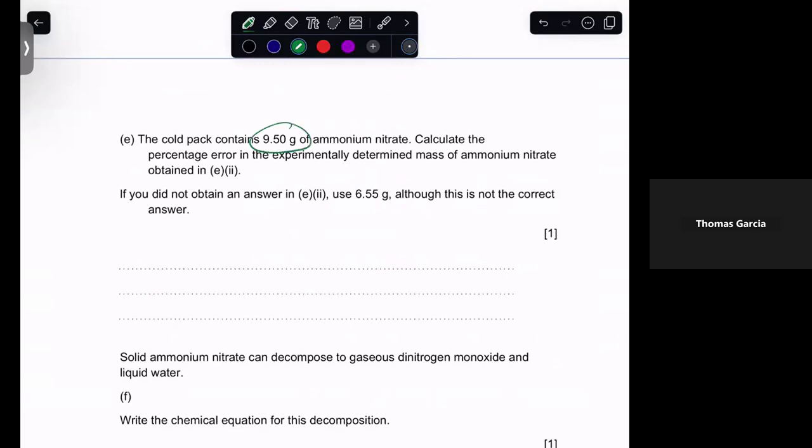All right. We find that this cold pack actually contains 9.5 grams. Calculate the percent error. So percent error is how much we got off, how far off we are. We can do this in two ways. We can take how much we should get, 9.50, subtract what we have, 8.06, and then divide it by what we should have. Then we would also multiply by 100 because it's a percent. And that would get us some answer, which we'll get to in a minute.